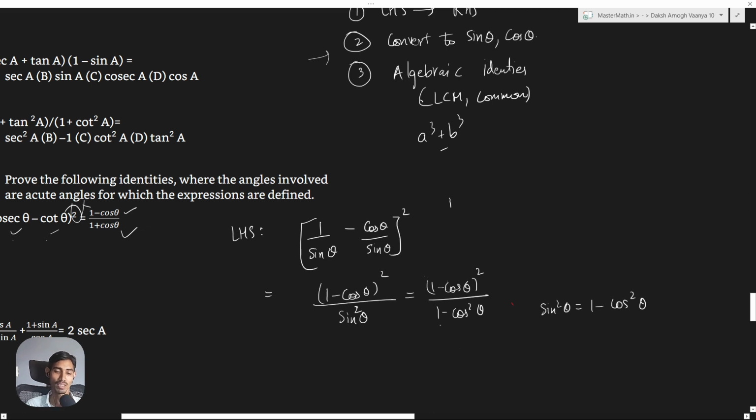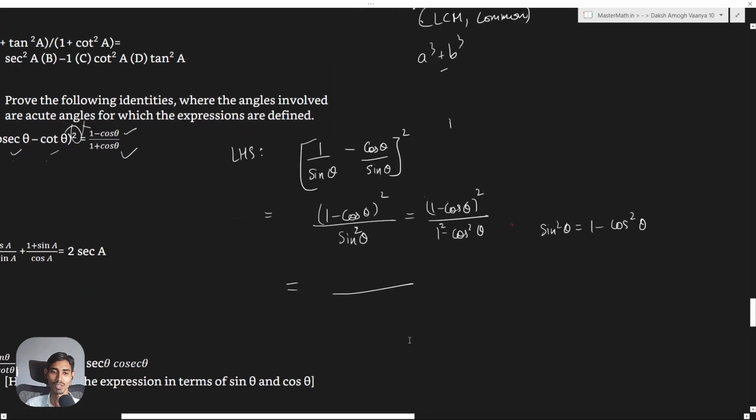Okay, it started taking some form. Now, this 1 minus cos square theta, we probably remember it is basically 1 square minus cos square theta, which is a plus b, a minus b. So can I convert 1 square minus cos square theta, a square minus b square, as a plus b, a minus b?